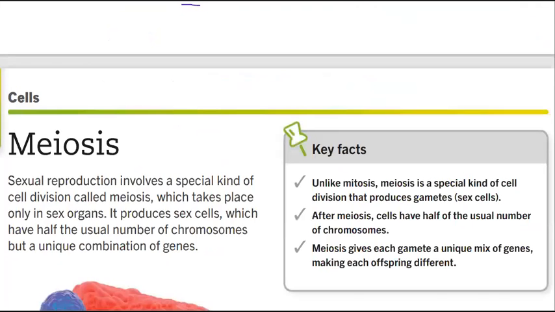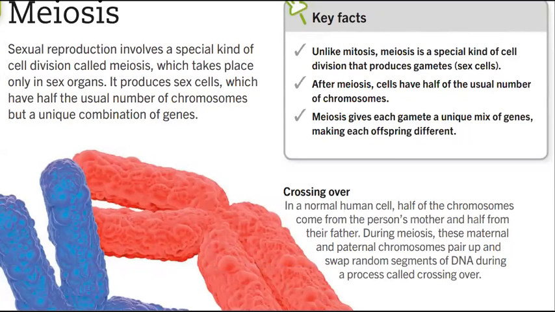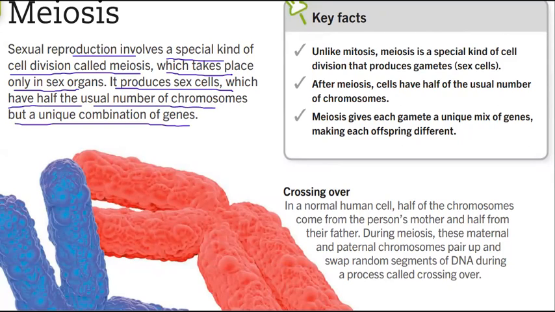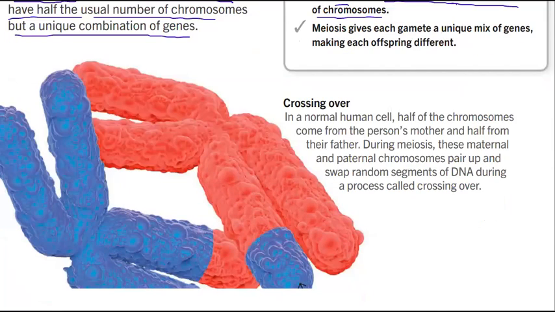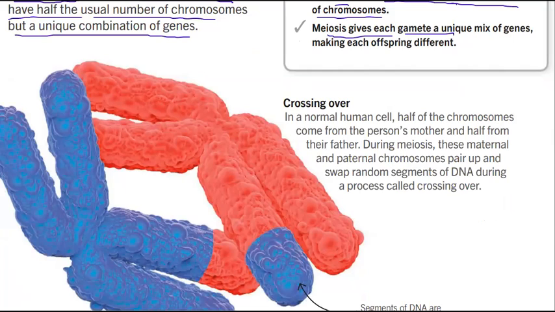Now we will see what meiosis is. Sexual reproduction involves a special kind of cell division called meiosis, which takes place only in sex organs. It produces sex cells which have half the usual number of chromosomes but a unique combination of genes. Unlike mitosis, meiosis produces gametes, called sex cells. After meiosis, cells have half the usual number of chromosomes, and meiosis gives each gamete a unique mix of genes, making each offspring different.